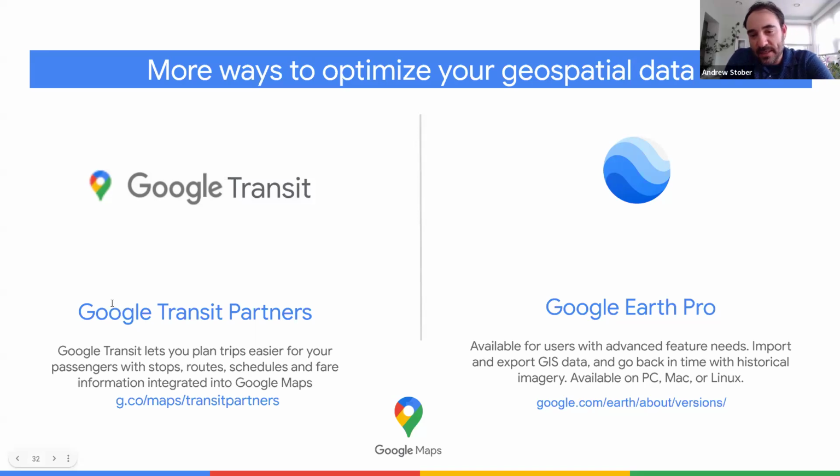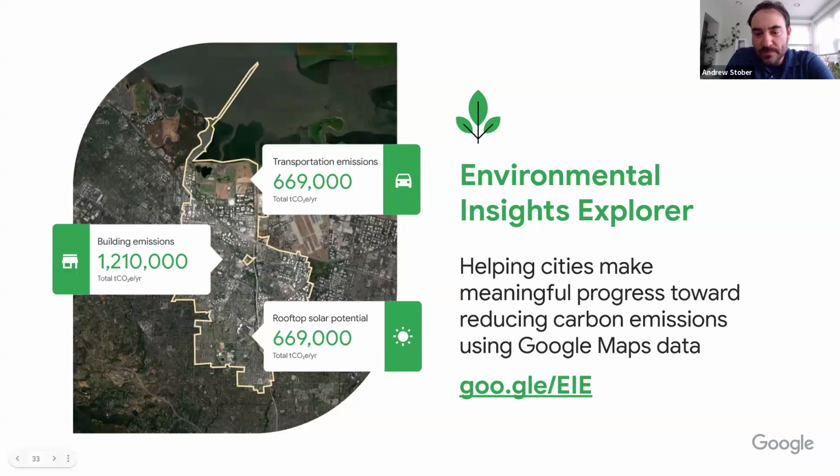And last but certainly not least, on the next slide is Environmental Insights Explorer. For those of you who are not familiar with this, a very cool tool that we have that shares transportation emissions by year, by mode, inbound, outbound, and within jurisdiction. In many jurisdictions, it also has rooftop solar potential data and building emissions data, and in some areas also has tree canopy data. That's all available at no cost at Environmental Insights Explorer.